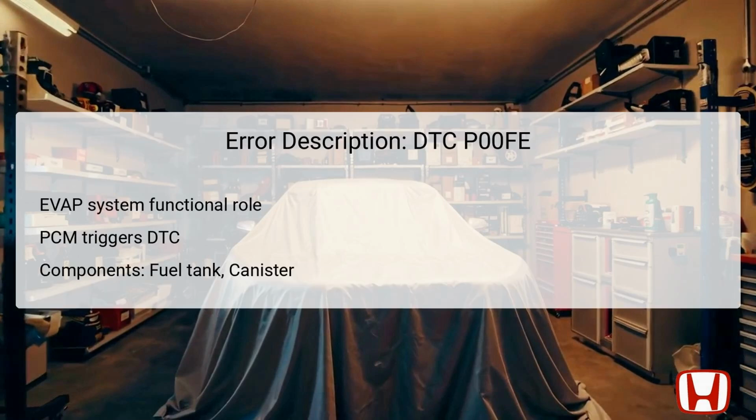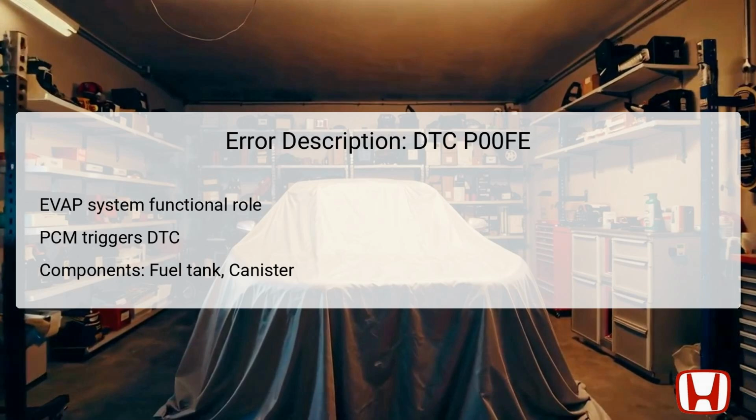The Evaporative Emission (EVAP) system is responsible for minimizing vapor emissions from the fuel tank. It captures and stores these vapors in the EVAP canister to prevent them from escaping into the atmosphere. The Powertrain Control Module, PCM, initiates a diagnostic check. If it detects less than the specified volume in the system when decompressing with the EVAP leak check module, it logs the DTC P00FE.